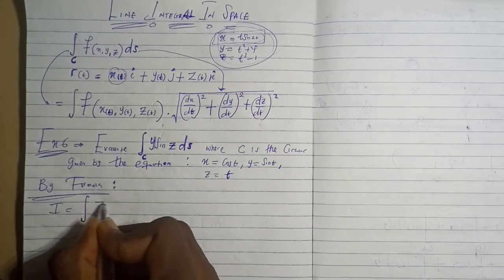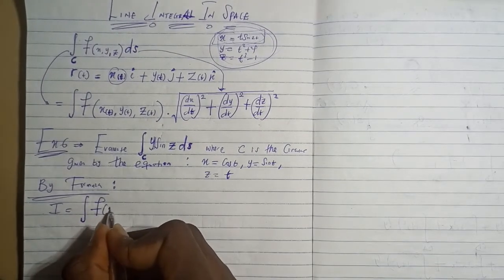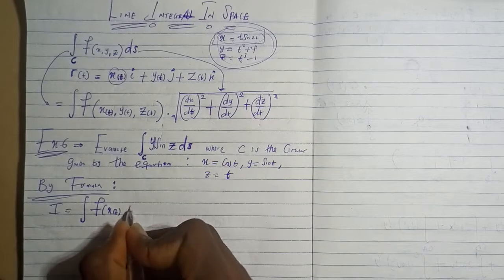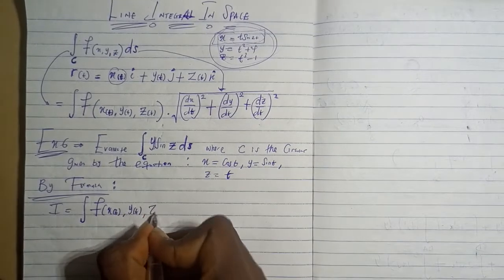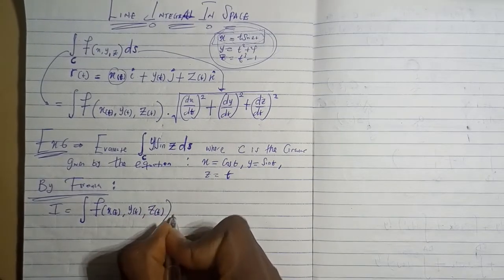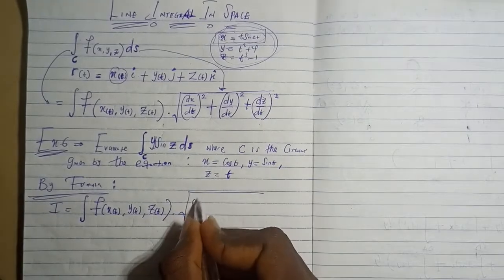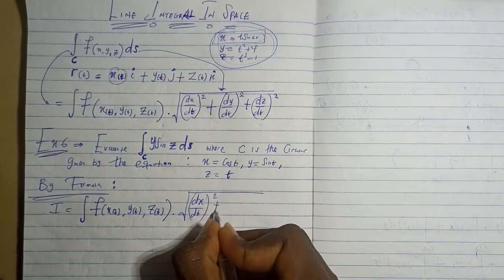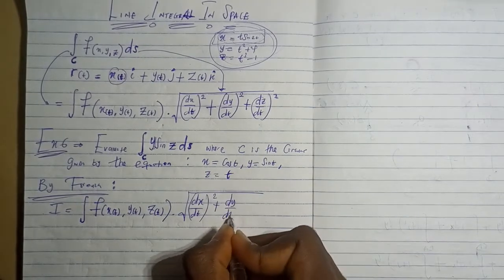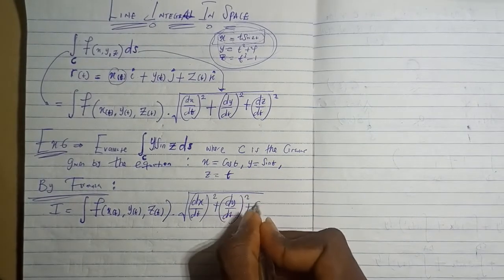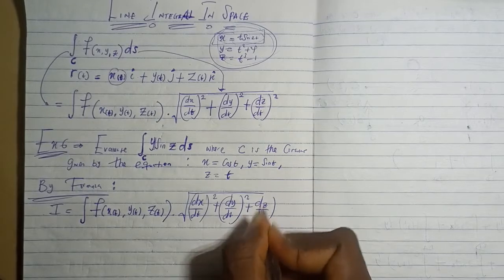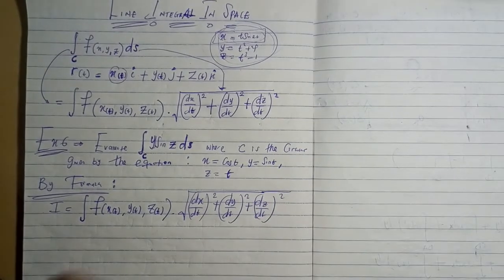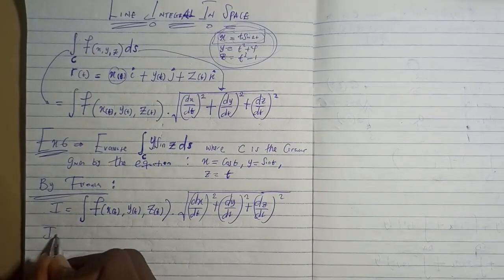Just take the integral of the function you have, put x of t wherever you see x, put y of t wherever you see y, and put z of t wherever you see z. That's all. Then take the square root of the derivative of x with respect to t, squared, the derivative of y with respect to t, squared, and the derivative of z with respect to t, squared. And then from here, I believe you should know what to do.